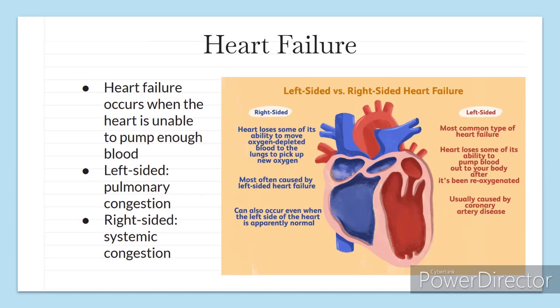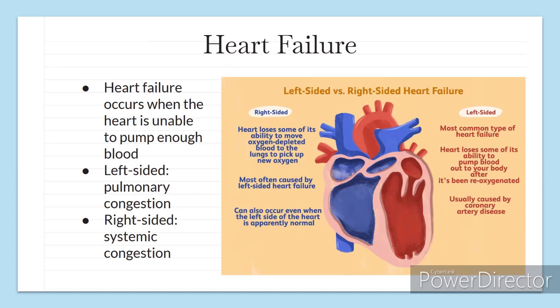Okay, so the first category of disease we're going to be talking about is heart failure. Heart failure occurs when the heart is unable to pump enough blood to meet the body's needs. It can affect either the left or right side of the heart. Left-sided heart failure is the most common form of heart failure, and it often progresses to involve the right side of the heart. So, what's the difference between left-sided and right-sided?